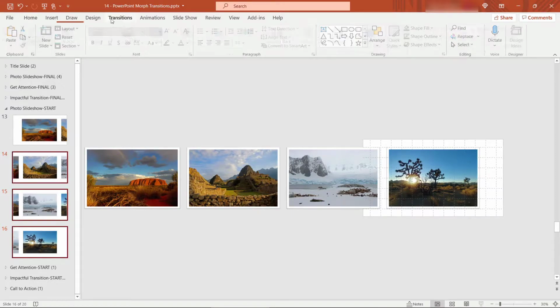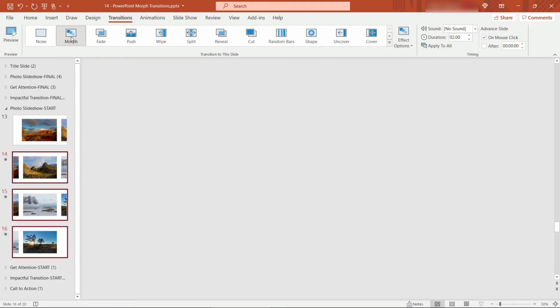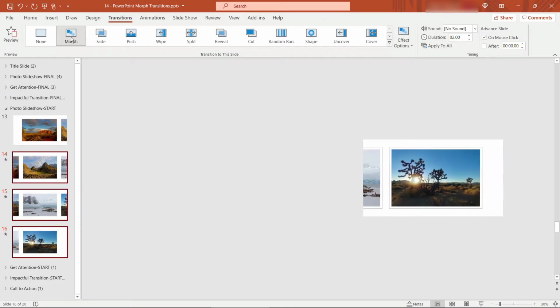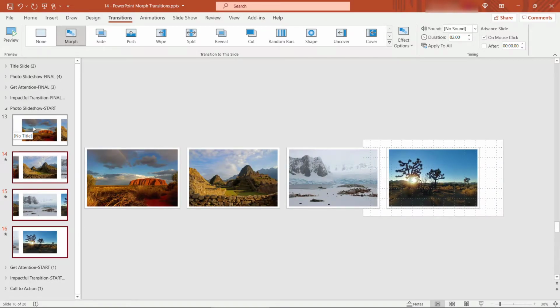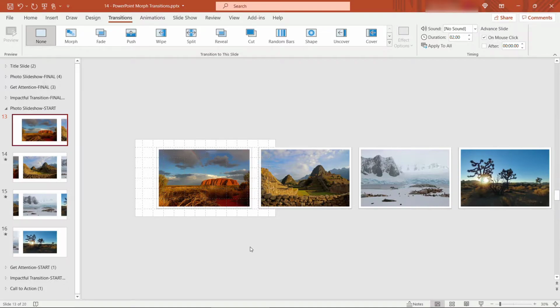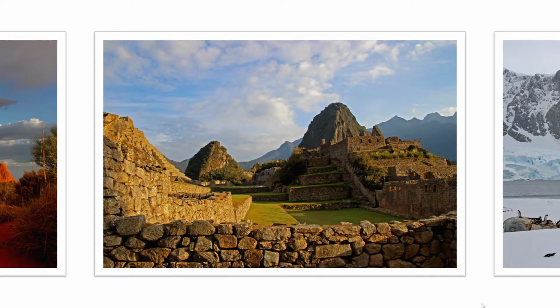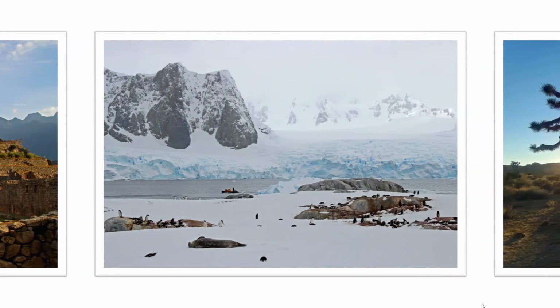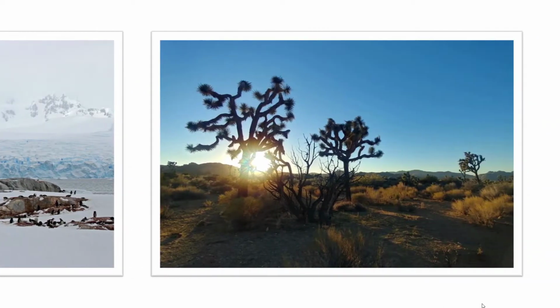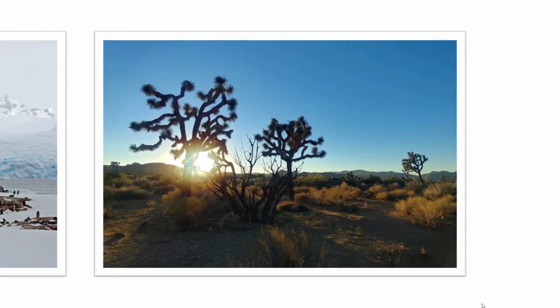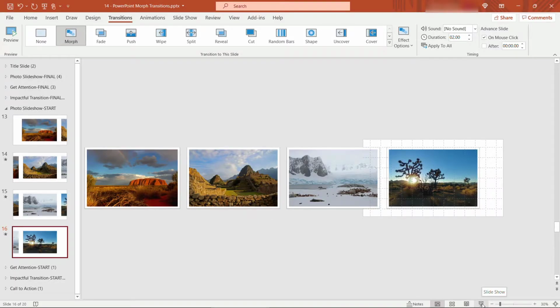We'll come up to transitions and morph. And you see you get a little bit of a preview there, but let's back up to this first one, start the slideshow, and here we go. See everything's moving there nicely to the left, and there's our last photo. Pretty easy, huh? All right, let's take a look at the second example.